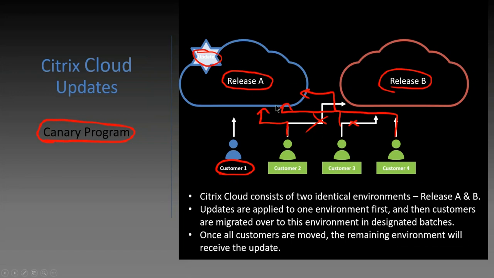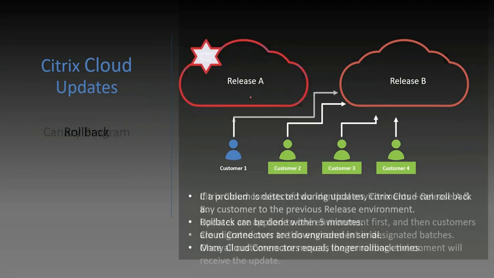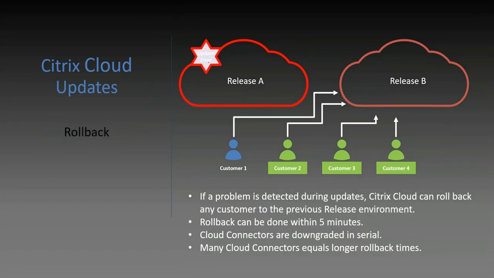If there's a problem, so let's say that the Canary comes in and the customers that are in the Canary Program start generating support tickets saying, we've lost connectivity, this is not working, et cetera, et cetera. They have an immediate rollback on this. So whenever there's an error on the system, it will roll back.